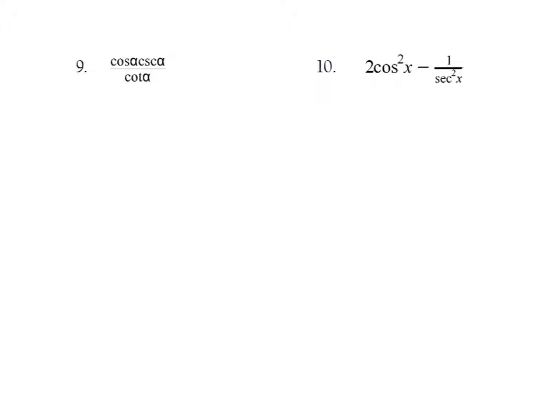Last ones. Now, I'm trying to throw in some different symbols. This is an alpha symbol on number 9. It's just another Greek letter that we use for angle measurements. Let's see how we do here. We have cosine of alpha. I'm going to leave that alone. Multiplied by cosecant alpha. Well, cosecant is the reciprocal of sine, so to get rid of cosecant, I can bump it down. Remember, it's the reciprocal, so I can bump it down and call it sine.